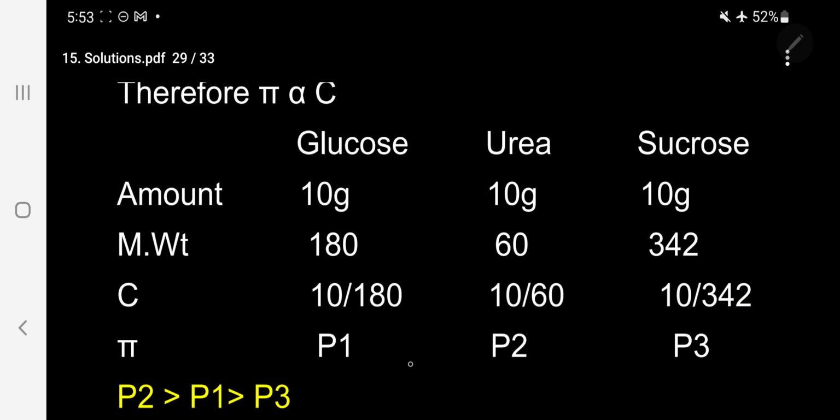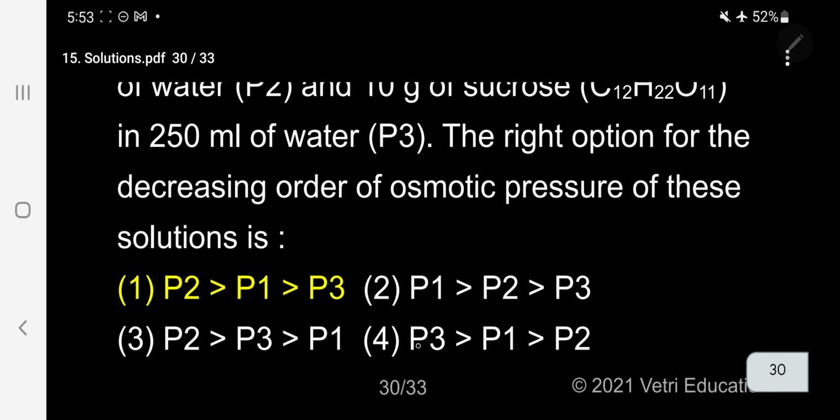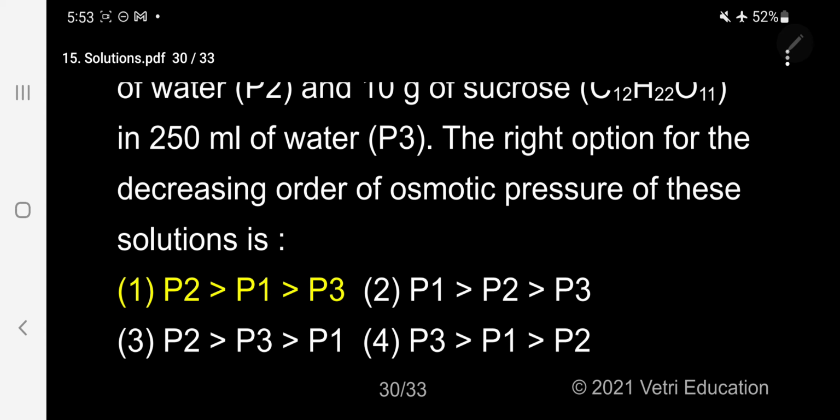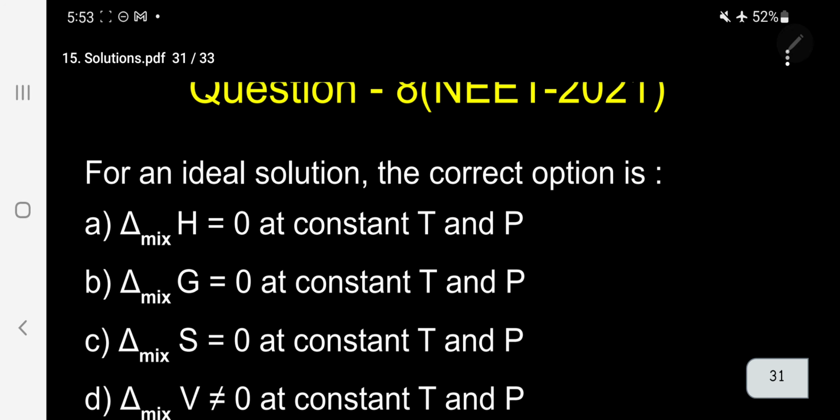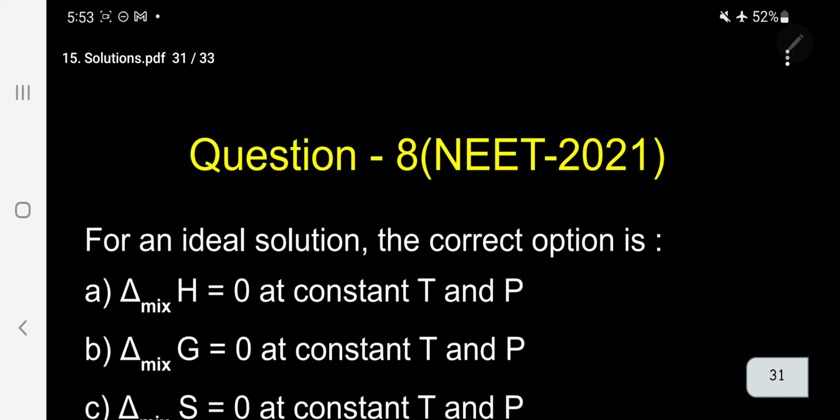Let us go for the option where it is present. So option A is the correct answer. That means P2 greater than P1 greater than P3. Please follow. Question number 8.